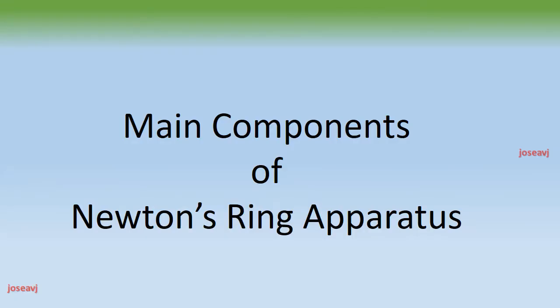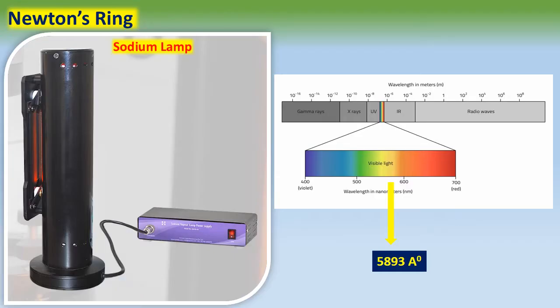Main components of Newton's ring apparatus. Sodium lamp, which gives yellow light. The wavelength of this light corresponds to 5893 angstrom, and we are going to find the wavelength of sodium light based on interference.